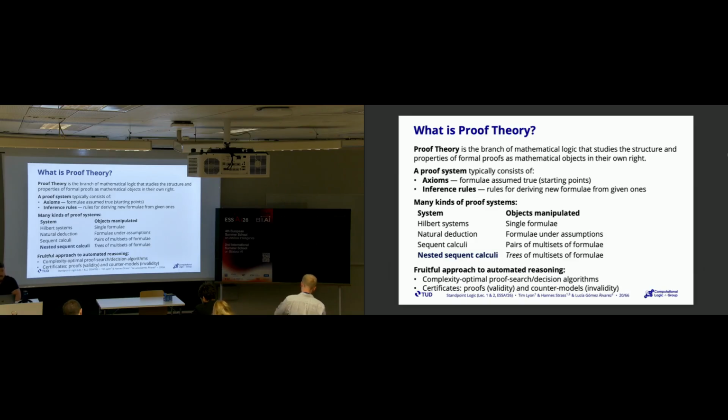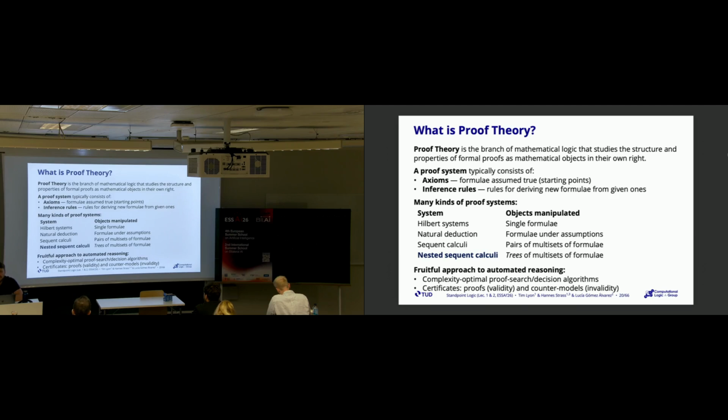Proof theory is one of the four primary branches of mathematical logic, along with recursion theory, set theory, and model theory. And in proof theory, what we do is we study the notion of proof, and also proof systems, which are used to construct proofs, as mathematical objects in their own right.